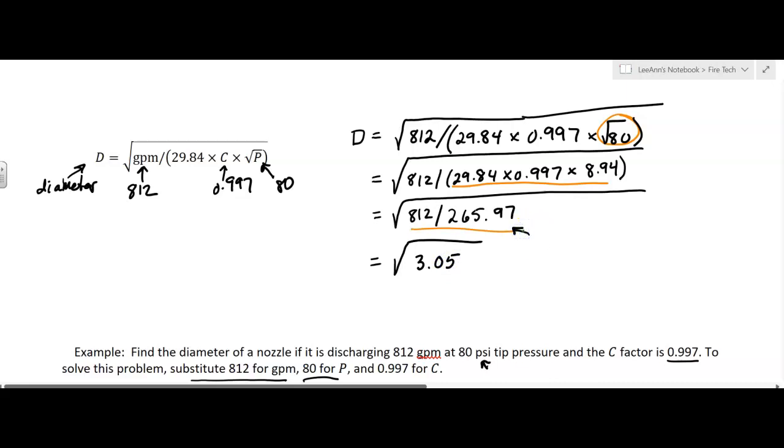Okay, and then finally, to get the answer, we'll have to do the square root of that. And we wind up getting 1.75. We're going to round that off. And this is in terms of inches. And somewhere it probably told us that. Now, you could make that 1.75 into a fraction, 1 3/4 inches, because maybe when you're picking out your nozzle, maybe that's how they're labeled. So 1 3/4 inch nozzle or something. Maybe it's labeled 1.75.